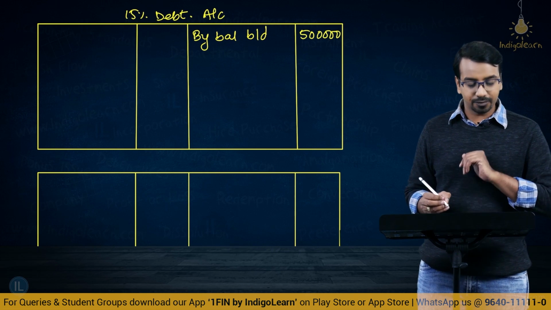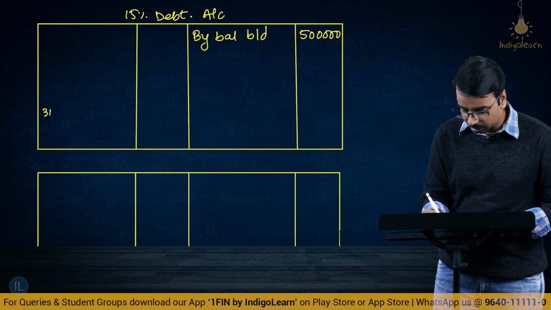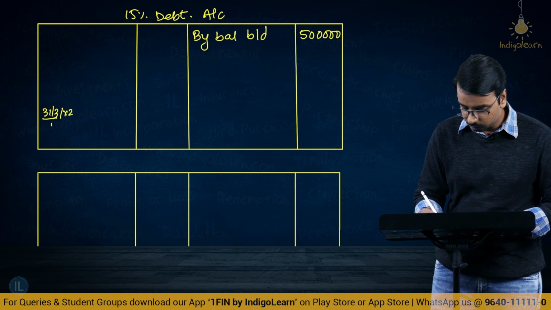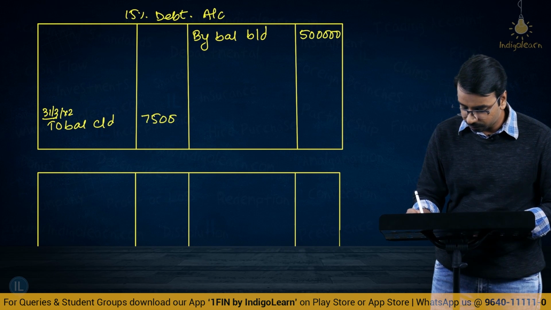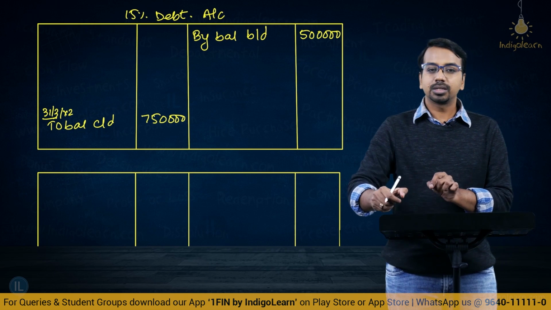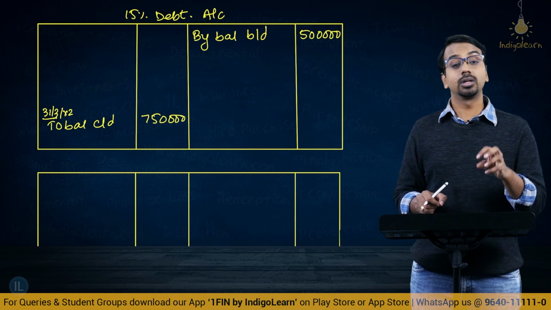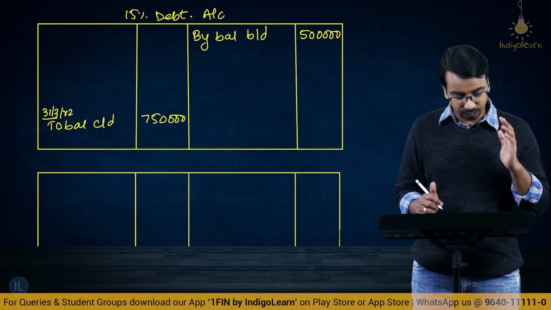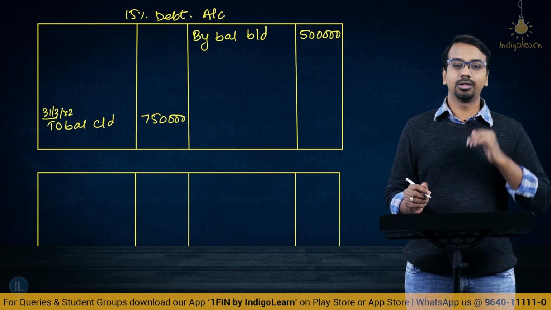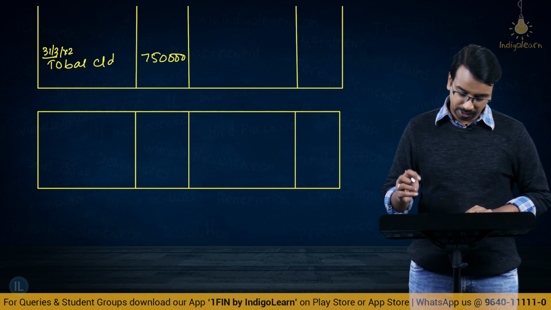Then as on 31st March of year 2, you have to balance carried down 7 lakhs 50,000. Now just because there is an increase in balance, just don't jump into the conclusion that 2,50,000 has been collected. We have to see what happened in the discount on issue of debentures account. So let's prepare another account.